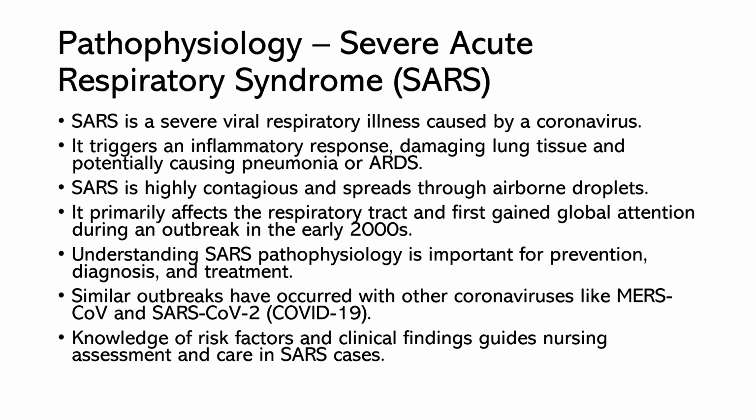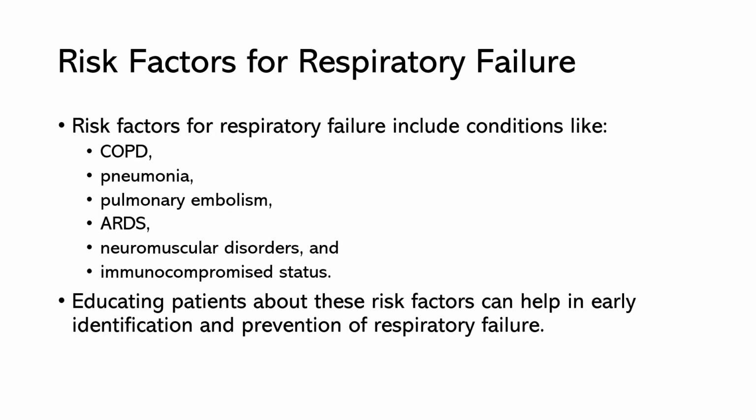So SARS first gained global attention in the early 2000s during an outbreak that affected thousands of people worldwide with a high mortality rate. And more recently, other strains of coronaviruses have caused similar outbreaks, including the MERS coronavirus and the SARS coronavirus 2. And that's the virus that causes COVID-19 that is a little bit atypical for a coronavirus. Understanding the pathophysiology of SARS is important because it guides the development of prevention measures, diagnostic tests, treatments, and vaccines. So, we're going to go over risk factors and expected clinical findings in patients with SARS, which is going to help you with your nursing assessment to provide the care these patients need.